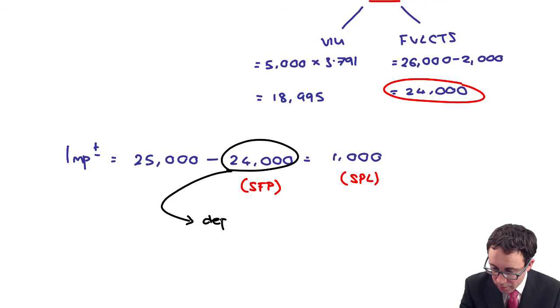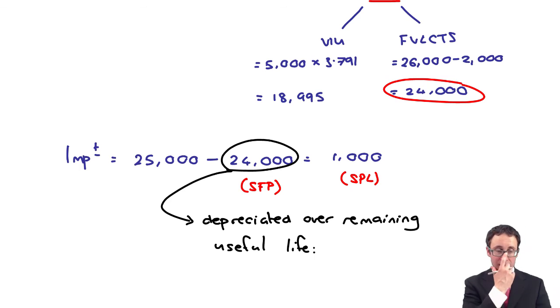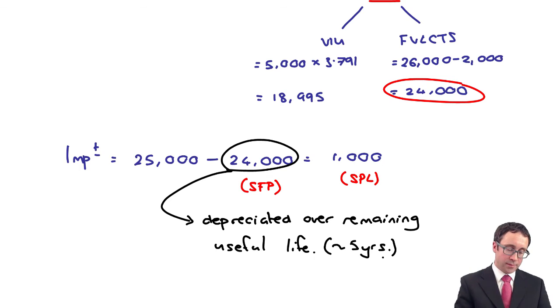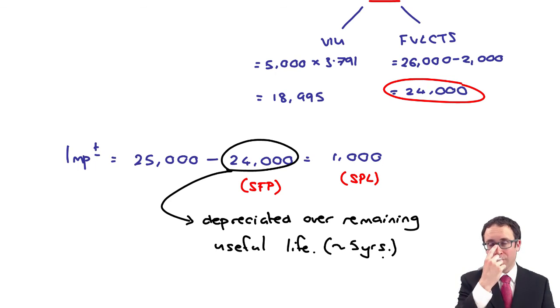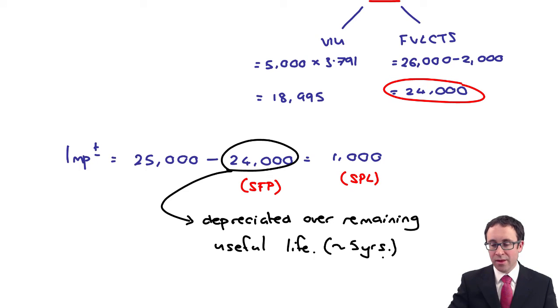That 24 is now depreciated over the remaining useful life. Okay, which in this instance, I think, is 5 years. We bought it in January X5. The impairment took place in December X9. That's 5 years. 10 years in total. 5 years have gone, so there's 5 years left. Okay, there you have it.